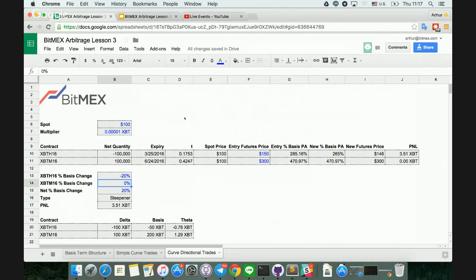What about if M16 goes up? So as we increase this, i.e. the spread continues to widen. Now, this situation is also where the spread widened. It went up 10%, but we lost money. Why is that? That's because we have to remember the time value component of this trade.